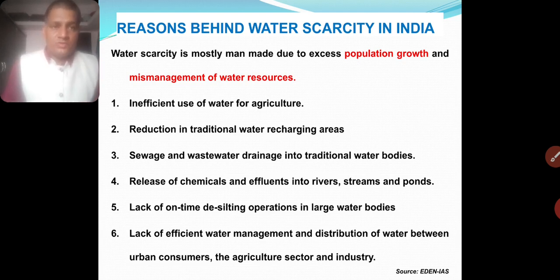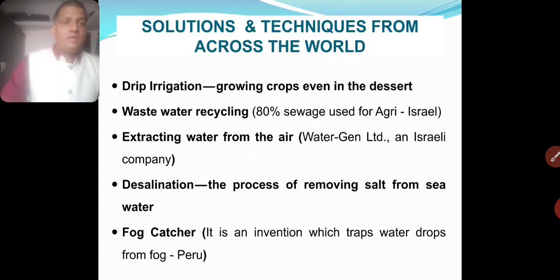Similarly, inefficient use of water for agriculture, reduction in traditional water recharge, sewage and wastewater drainage into traditional water bodies. Because of this, most of the water is contaminated, and the release of chemicals and effluents from industry is also contaminating the resources. Lack of on-time desilting operation in large water bodies, lack of efficient water management and distribution between urban consumers, the agriculture sector and industry. All these are the reasons for water scarcity in India. So this is the main problem.